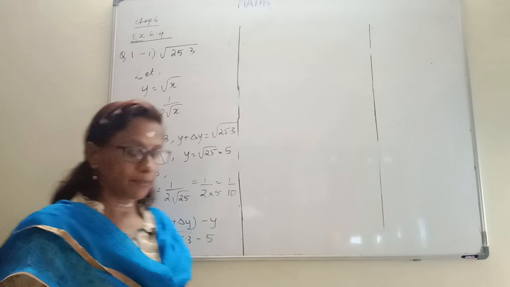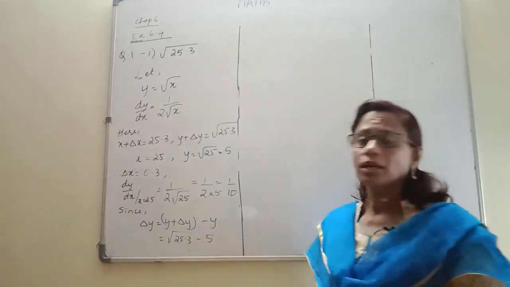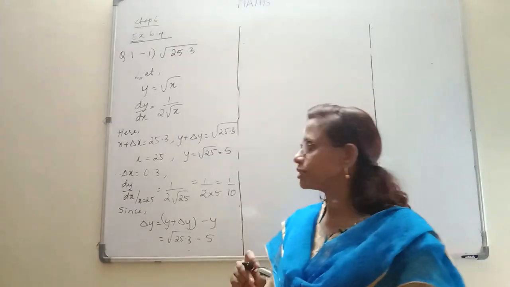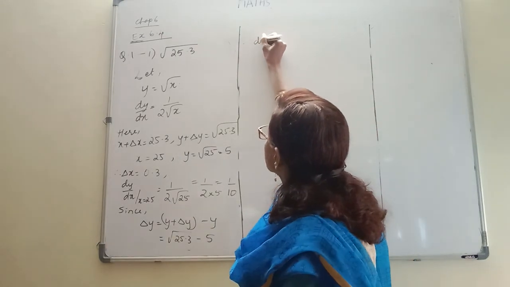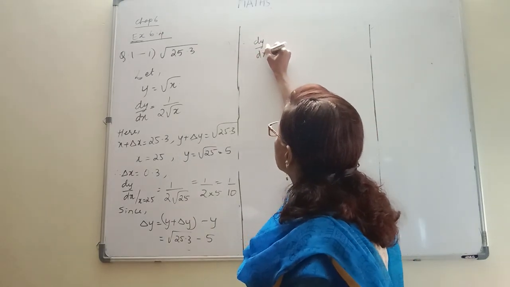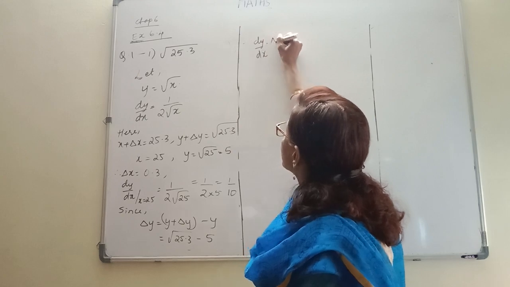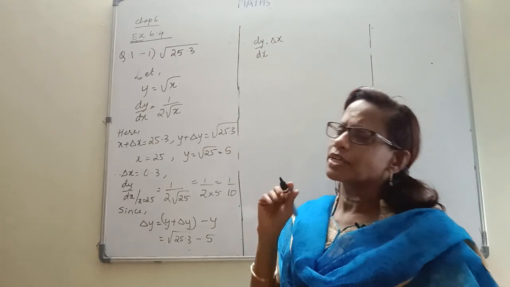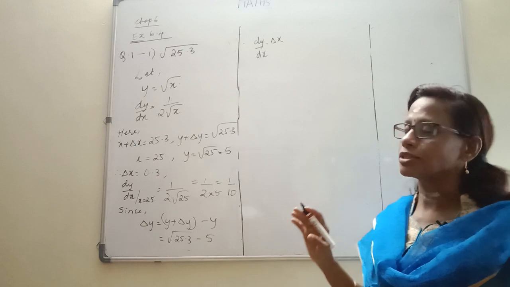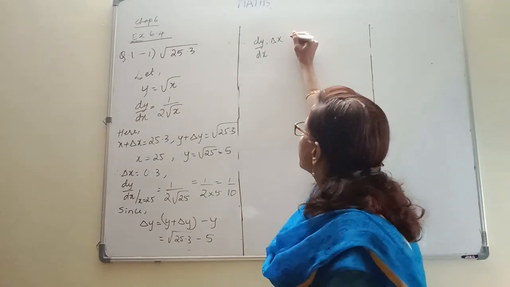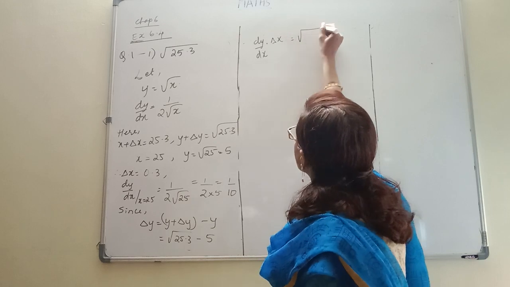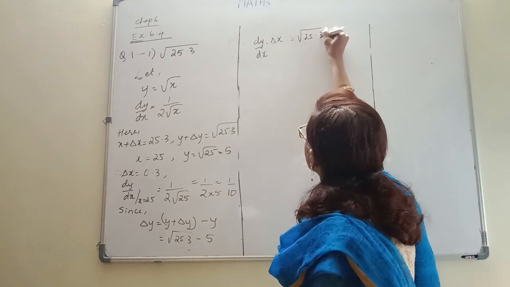So we have substituted. Now, because these are approximations, delta y is very close to dy by dx into delta x. So that's allowed. Instead of writing delta y, you can substitute this. So that is going to be our next step.